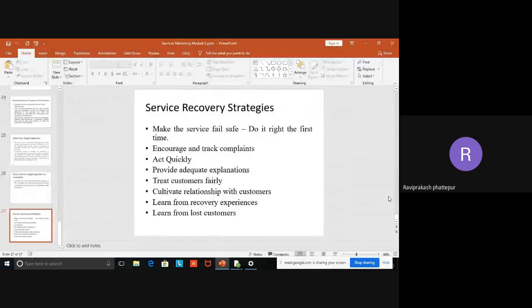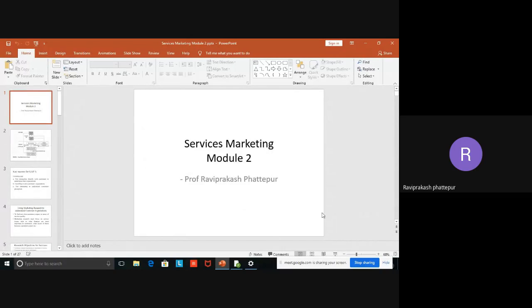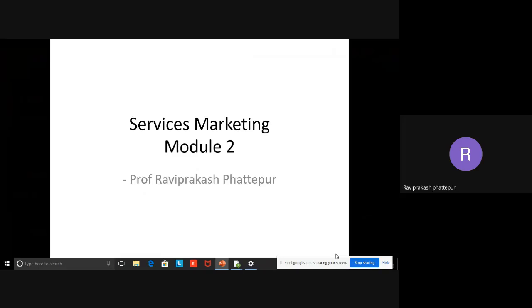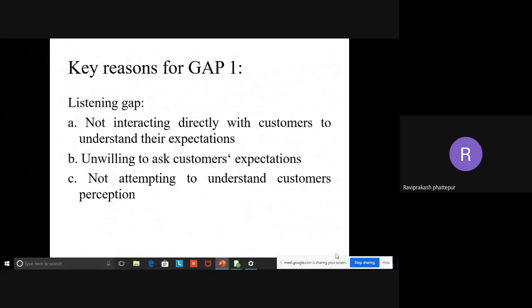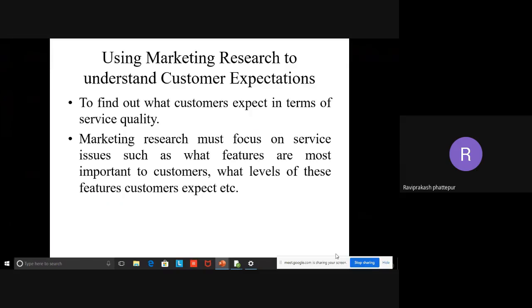So this is the end of your module 2. Just a small recap of whatever we have studied in module 2. First, what we saw was the service gap model. In module 2, we just saw the listening gap, which is between the expected service and the company's perceptions of consumer expectations. So we saw the key reasons for gap 1, then using marketing research to understand customer expectations, how to use market research, that we saw.